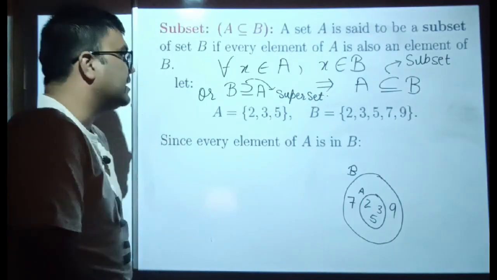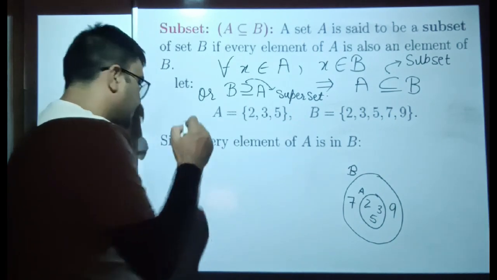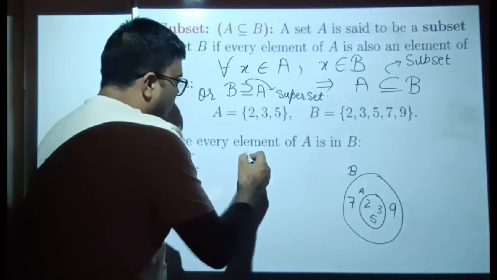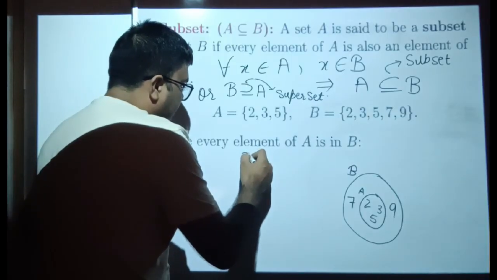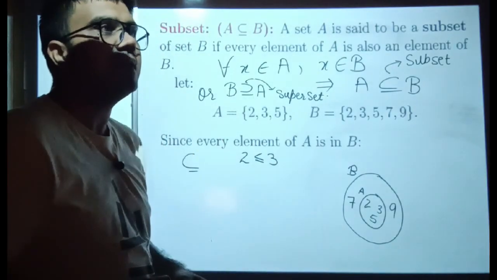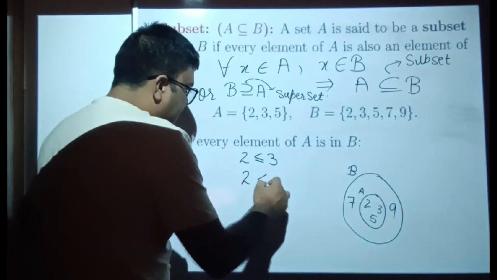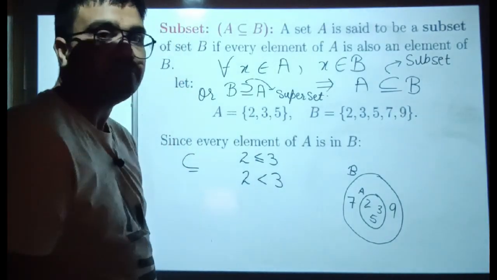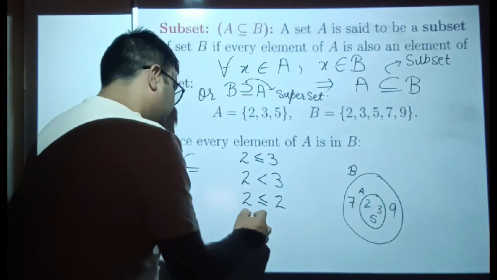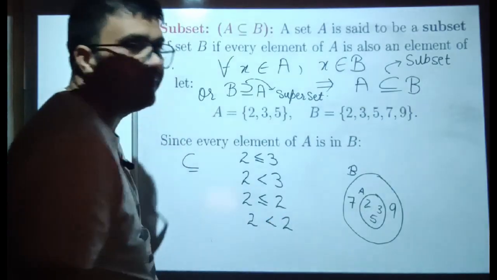Another important thing that we have over here is this symbol. Suppose I am talking about two numbers. We are saying 2 is less than or equal to 3. Is this statement correct? And I am saying 2 is less than 3. Then I am saying 2 is less than or equal to 2. And I am saying 2 is less than 2.